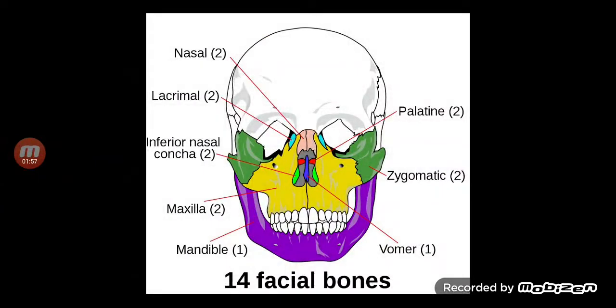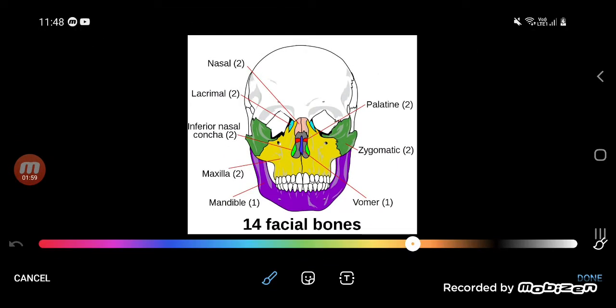Next are the 14 facial bones. You can see the numbers also. Vomer is 1 in number because it is just in the middle. Zygomatic bone, 2 in number. Palatine, 2 in number. Nasal, 2 in number. Lacrimal, 2 in number. Inferior nasal concha is 2 in number. Maxilla, 2 in number. One on this side, another one on this side. And then we have mandible, 1 in number. Mandible is the only movable bone in our facial bones.